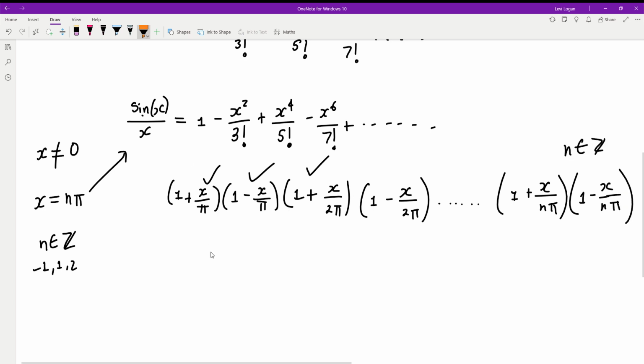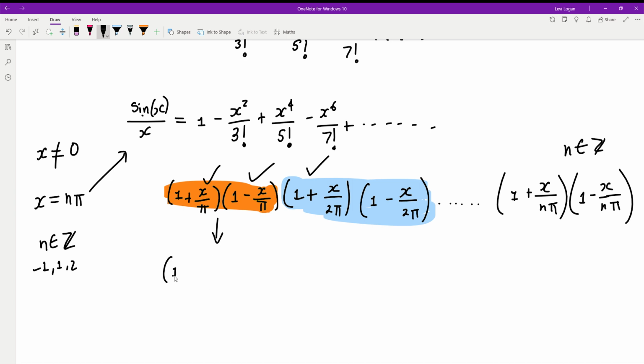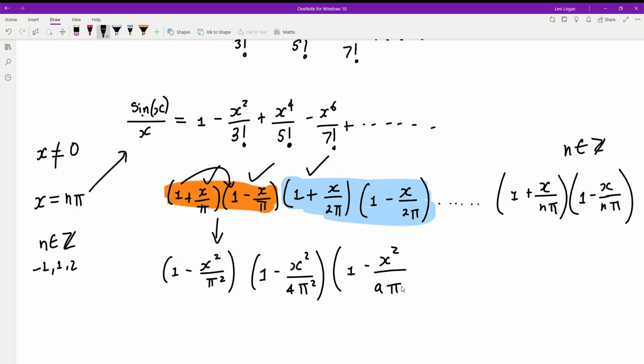Now you're probably noticing these pairs of numbers I've put next to each other are differences of squares, so we can represent it even better. Since there's a difference of squares, we can represent this as 1 minus x squared on pi squared, because if you were to multiply out just these two brackets, you'll get this down here. And you can do the same with this one here, so you'll get 1 minus x squared on 4 pi squared. And so on and so forth. And you'll keep getting this here, is equal to sine x over x.